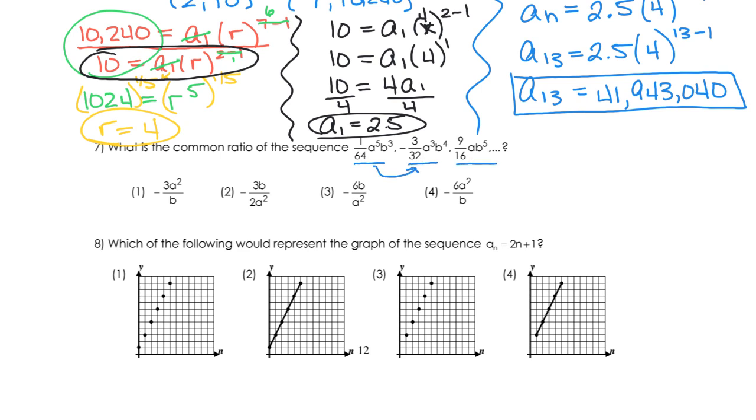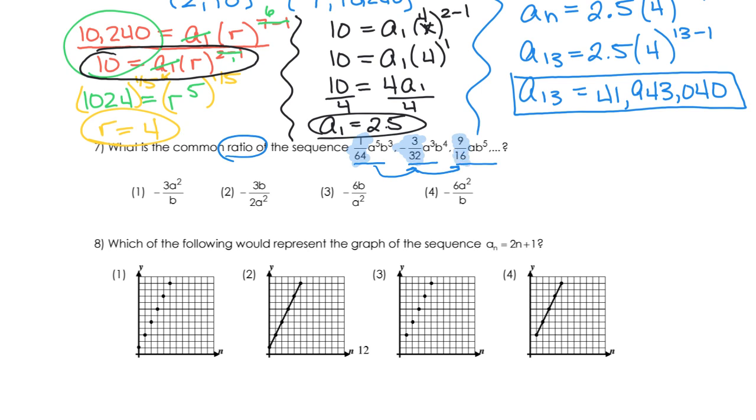Okay, so we want to figure out what we're multiplying. And we know it's multiplying because they said common ratio. All right, good news. This is multiple choice, so we can use our calculator kind of as a guesser and a checker. I'm going to only focus on the coefficients first, and figure out how to get from that fraction to that fraction to that fraction by multiplying.